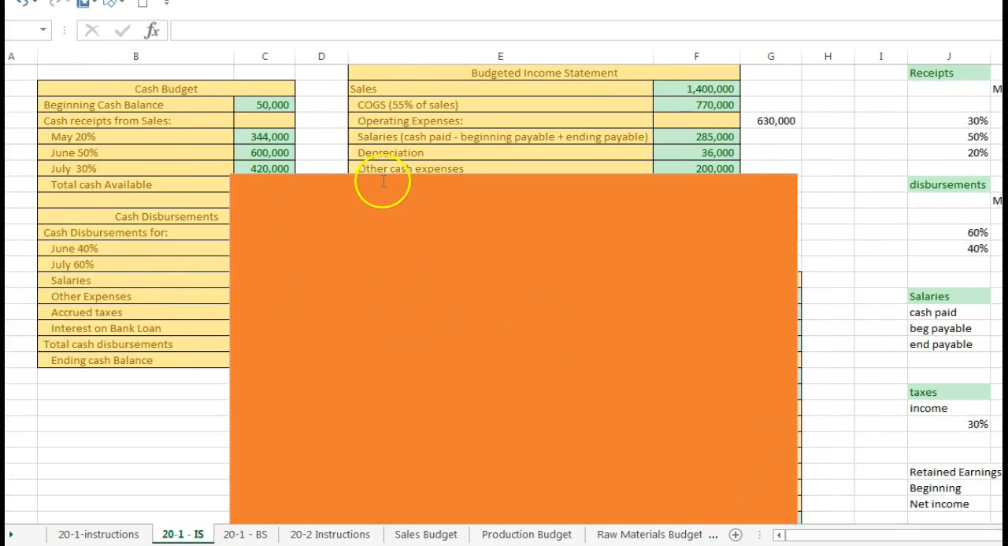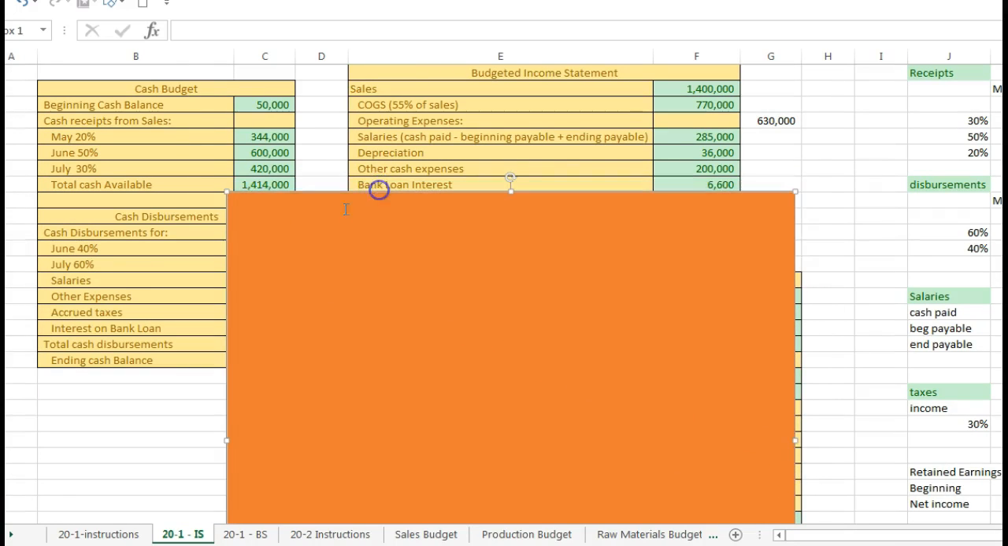So those are my cash receipts. That's what I'm going to receive money for. So if I add that to my beginning balance here, I end up with available cash of $1,414,000. So that starts my cash budget.